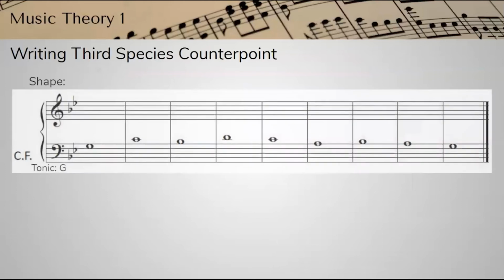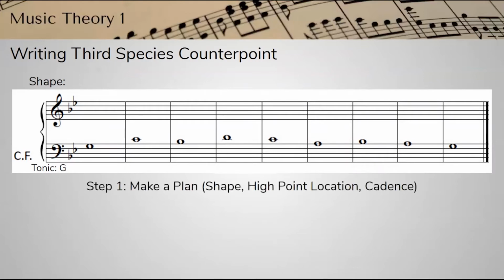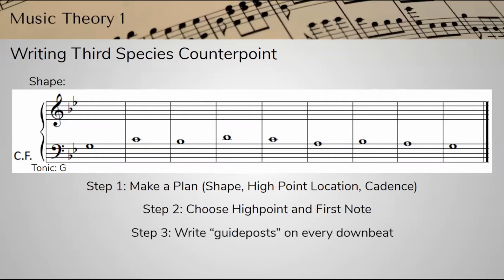Okay. So writing third species counterpoint, the technique is the same. You want to first make a plan: shape, high point location, and then the cadence. Then you want to choose the high point in the first note. And then one optional step, especially when you're first starting out with this, is to do what I call writing guideposts. That means we're going to skip ahead in the counterpoint and give the downbeat of every single measure. Okay, writing the strong beat of every single measure.